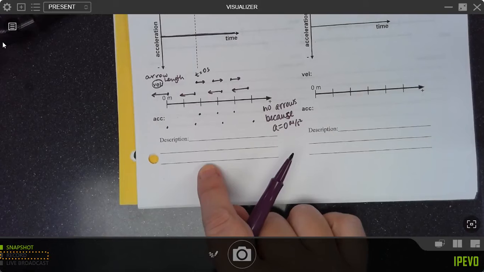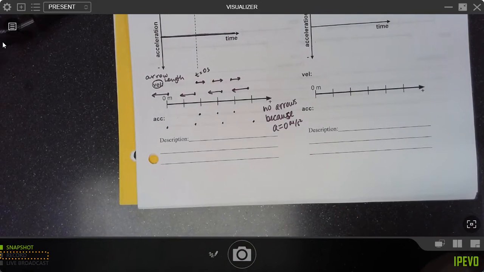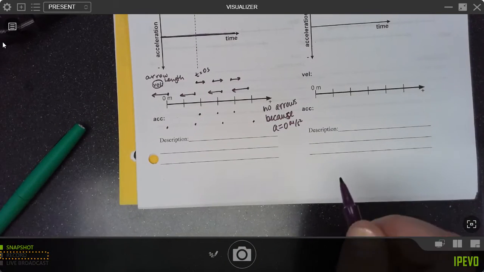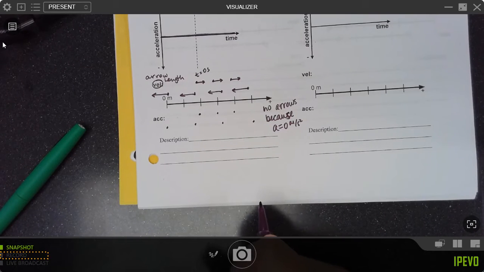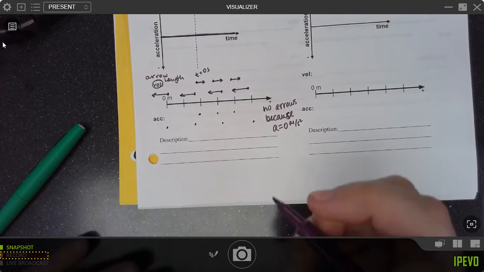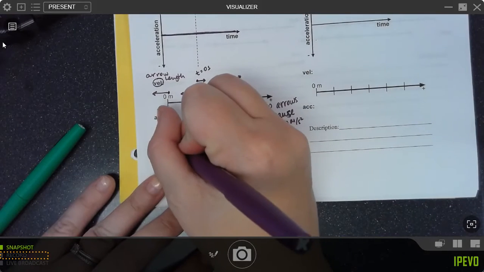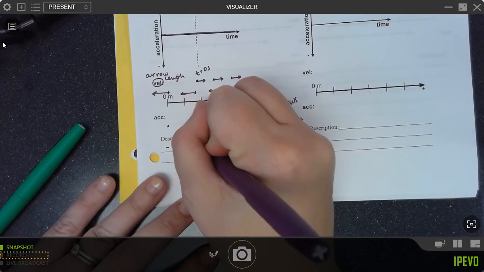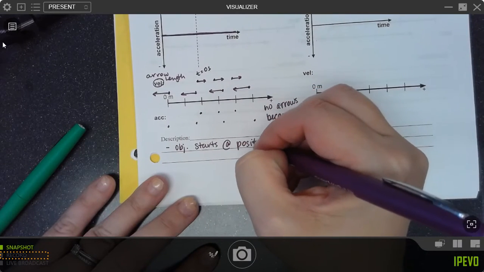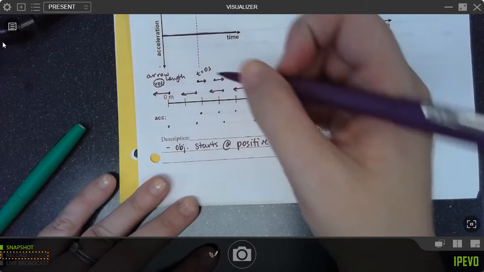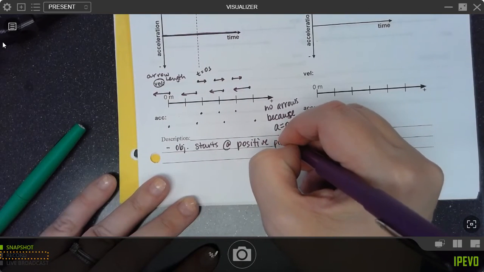Then for the description, there's lots of things that you can write here and be okay. What you want to do is talk about where your object starts and then any motion that it goes through. So this says that the object starts at a positive position. I'm just saying it doesn't start at 0. I don't know where it is, but it doesn't start at 0.